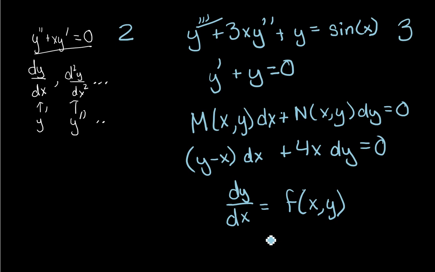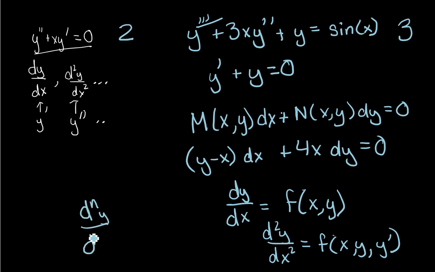If you were to do this for the second derivative, this would be d squared y over dx squared equals f of x comma y prime, and so on and so forth. If we were to have an nth derivative, it would be d to the n of y over dx to the n equals f of x comma y prime comma etc., and so forth up to y to the n minus 1 derivative.